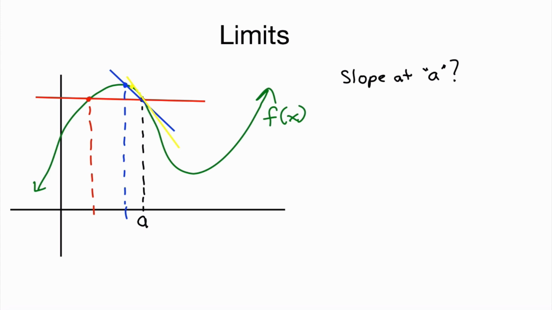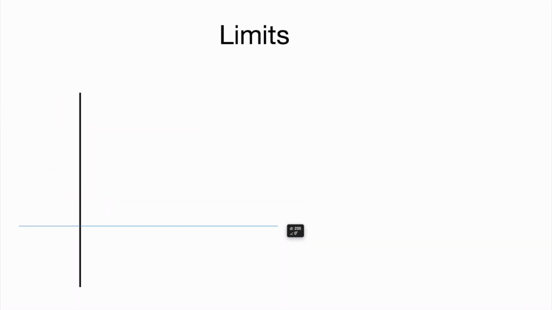This is where limits can be useful. When the distance gets closer and closer to 0 between the 2 points, the slope of the line is approximately the slope at that point. Another application of limits is taking another continuous function.